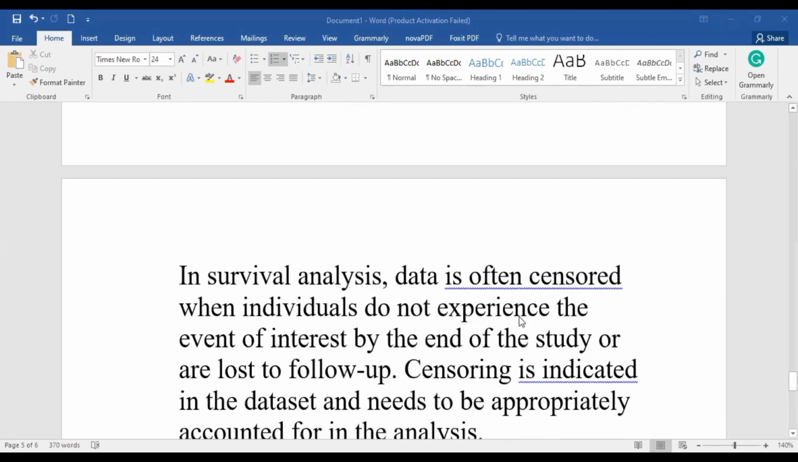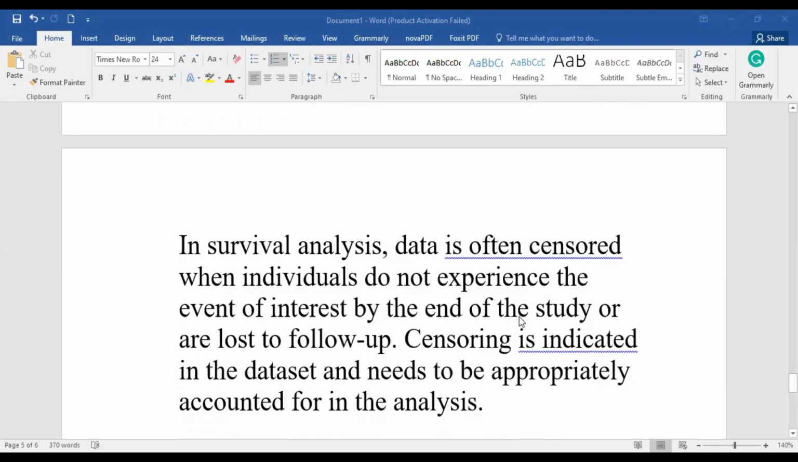Now, censoring, as we have explained earlier, is when in a survival analysis the data is often censored, as individuals do not experience the event of interest by the end of the study or are lost to follow-up. Censoring is indicated in the data set and needs to be appropriately accounted for in the analysis. And so when you are doing analysis, there's the need for you to take note of censoring and work with it accordingly.